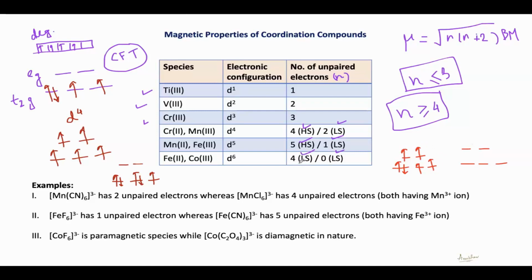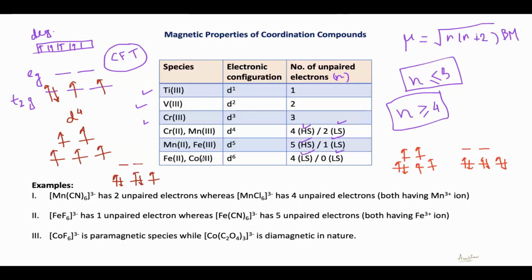Sorry for the mistake over here, because it is not LS, it is actually HS, because it's a high spin scenario. But what happens in the low spin scenario? 1, 2, 3, and then we will pair up the electrons here, only 4, 5, and 6. So no unpaired electron is here because it is an LS system, low spin system. This is the case of the cobalt hexaammine, [Co(NH3)6]3+, compound that I have taught you in the last slide.